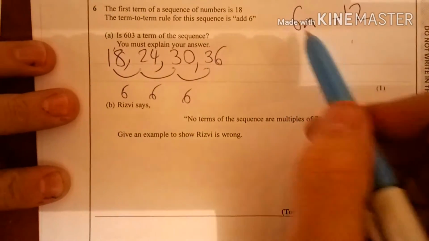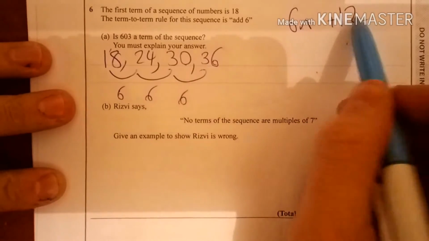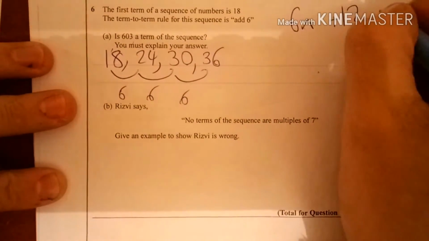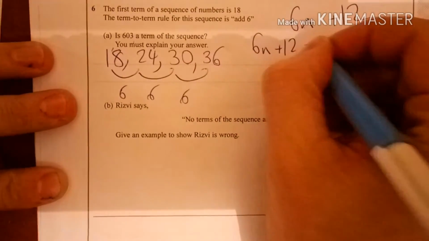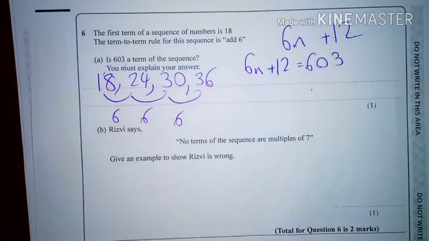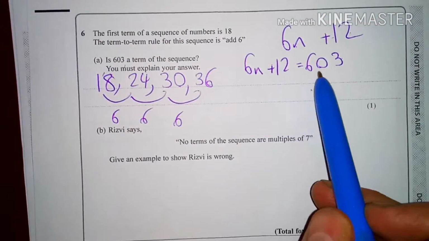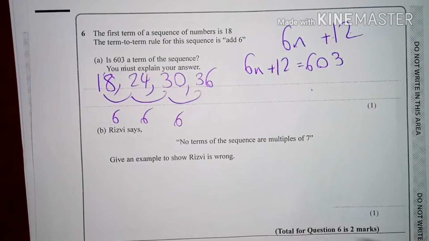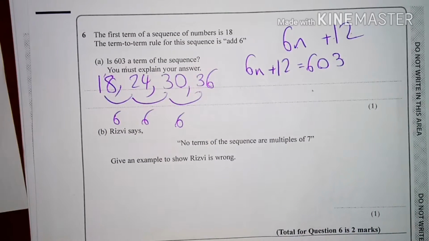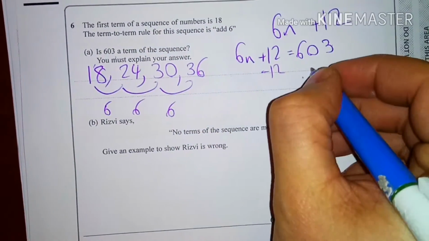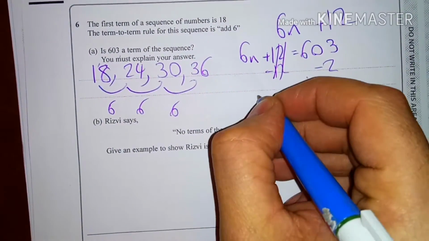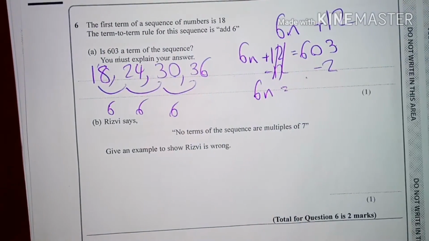Now it's actually asking us, if I do 6 times a number, add 12, will I get to 603? So I'm doing 6n plus 12 equals 603. Right, 6n plus 12 equals 603. We'll have a solution. But if n's a whole number, then we can prove that it's going to be in the sequence. To solve this, I'm minus 12 from both sides. Okay, this cancels out. Means I've got 6n equals.